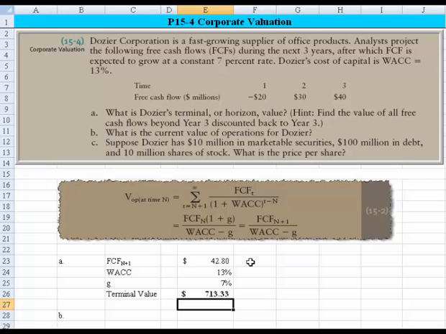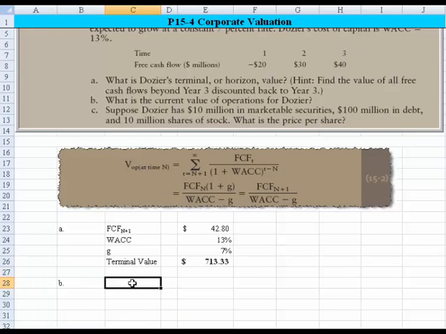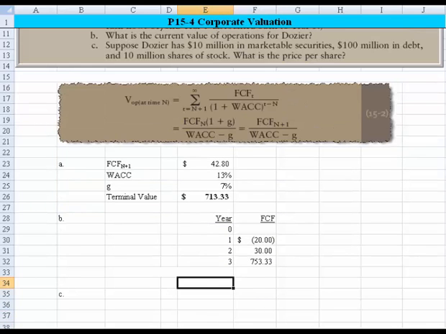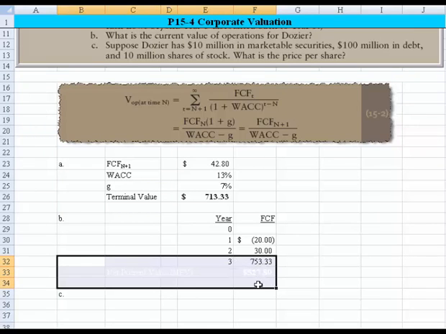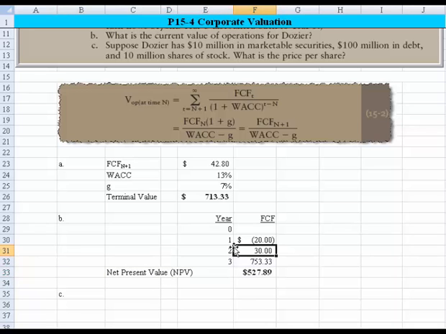Now let's take a look at Part B, which asks, what is the current value of operations for Dozier? Let me slide a little bit so we've got a little room to work. I think I want to highlight all of these cells, and we put together a timeline. Let me slide a little bit more so you can see what I'm doing here. Once we put together a timeline, we can calculate the current value of operations for Dozier.